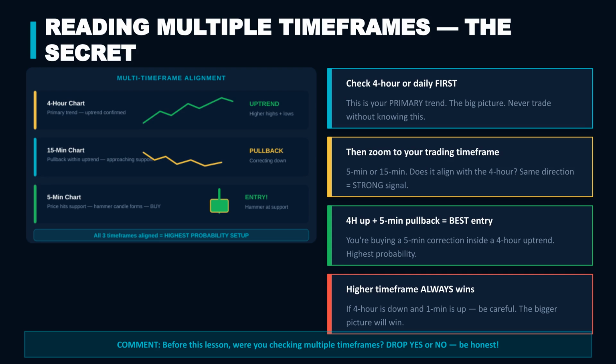Here's how we do it. First, zoom out to the 4-hour or daily. What's the primary trend? If both time frames show an uptrend, that's strong. Golden rule: the higher time frame wins. In my trading room, we always check the bigger picture first. Then we zoom in for entries.